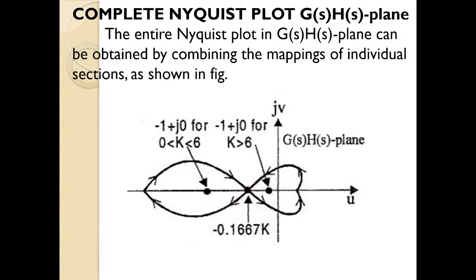Okay. So this intersection point lies between minus 1 plus j0 and the origin. Now, if I assume k greater than 6, then I can say that the intersection point lies between the minus 1 plus j0 point and, along the negative real axis, the point at negative infinity. So it lies between minus 1 plus j0 and minus infinity.